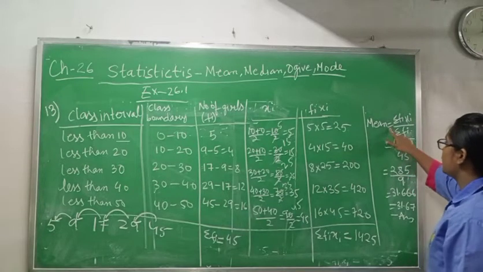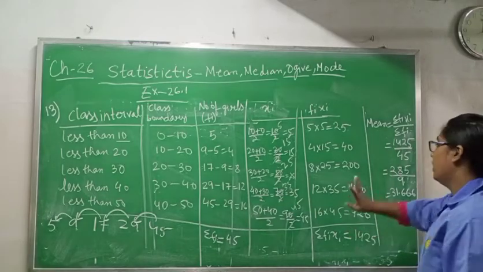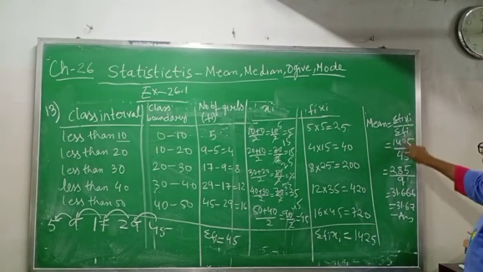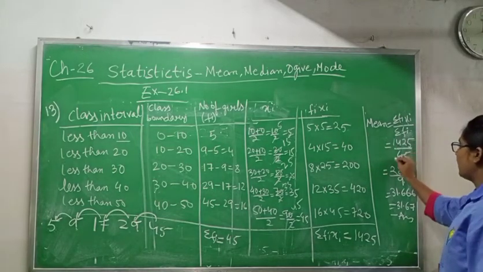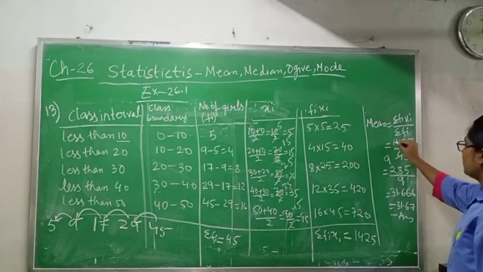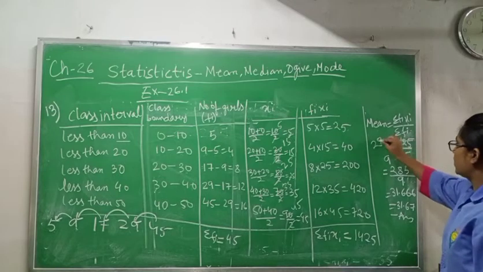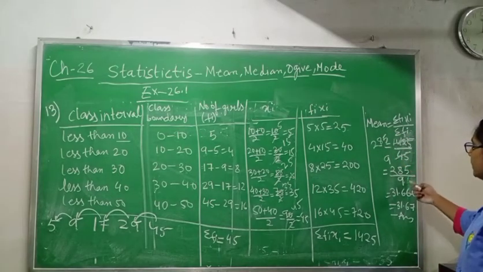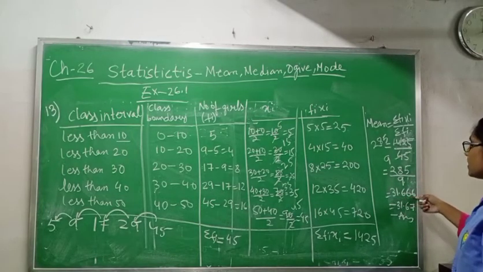Mean formula is summation of fi xi by summation of fi. I am using the direct method. So the summation of fi xi is 1425, the summation of fi is 45. Now cancel this one using the 5 table: 5 nines are 45, 5 twos are 10, 4 will come here, 5 eights are 40, 5 fives are 25. So 285 divided by 9. When you divide, you will get 31.666.